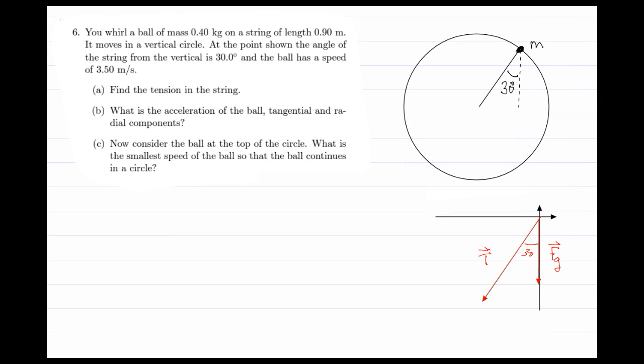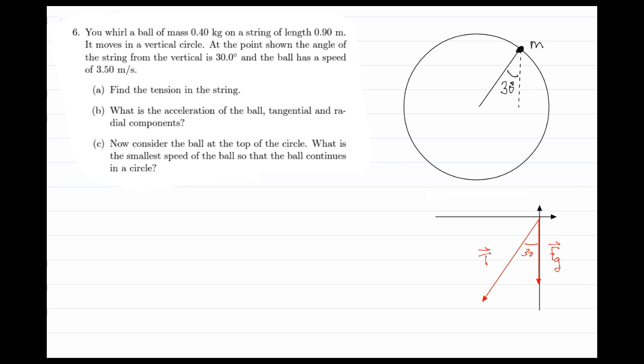And a ball, which is being swung at the end of a rope, and that rope is 0.9 meters, and it's being swung in a vertical circle. We're given that at the point indicated in the picture over here, when the string makes an angle of 30 degrees from the vertical, the speed of the ball is 3.5 meters per second. And the first question here is we're asked to find the tension in the string.